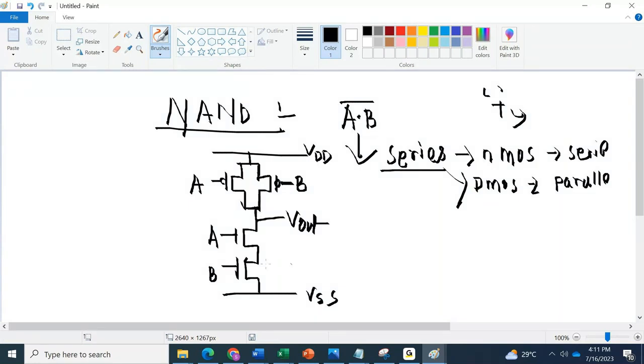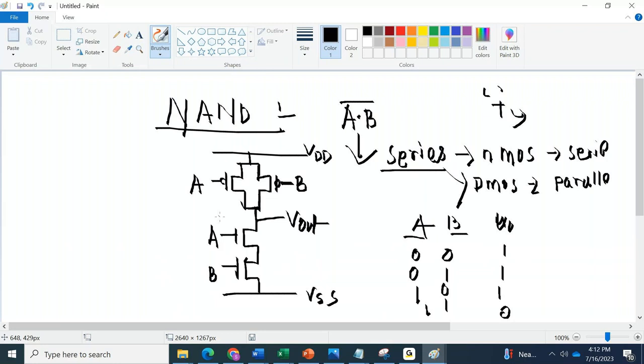Okay, so you know the truth table, A, B, the output V out. So A equal to 0, 0, 0, 1, 1, 0, 1, 1. So for the NAND gate, you know, 0, 0 means 1, 1, 1, 0. Okay, we have to cross check whether this is correct or not.